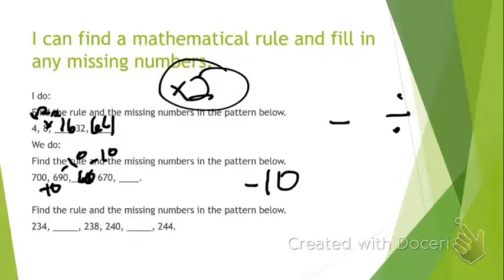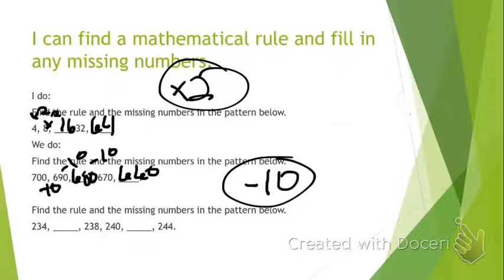So I'm going to keep going. 670 minus 10 more gives me 660. And just so you can actually see, sorry, oops, I tried to click the erase button. I made it worse. This says 680, okay? So I found the mathematical rule and I found my 2 missing numbers. Let's move on to this next one, okay?